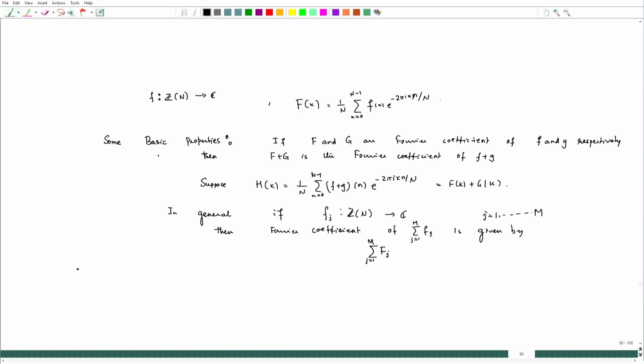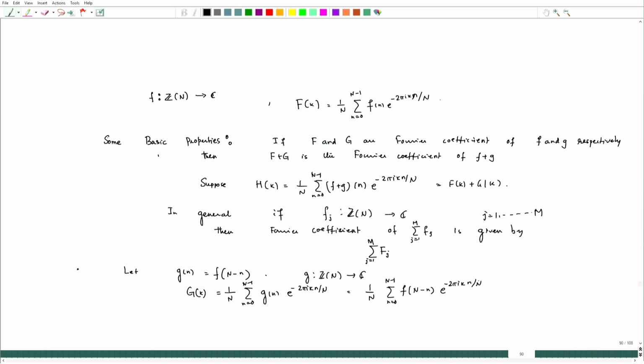Then the second one is, let g of n be equal to f of capital N minus n, where f is a function from Z n to C, and I define it so; then g becomes a function also from Z n to C. So therefore, the Fourier coefficient of g, g hat of k, is going to be 1 by n summation g of n e to the power minus 2 pi i k n by n, which is equal to 1 by n summation over n equal to 0 to n minus 1 f of N minus n e to the power minus 2 pi i k n by n.